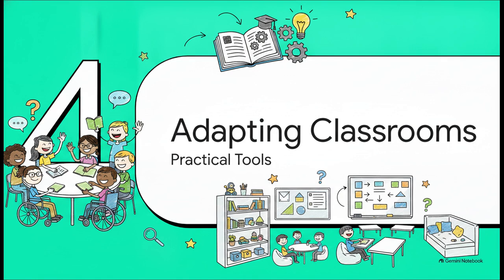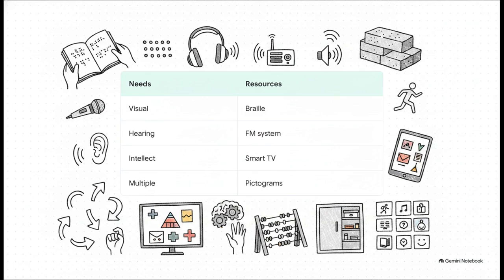Let's get into the highly practical, screenshot-worthy part of this explainer. This maps out exactly what tangible resources you need for those inclusive practices we just talked about. For visual impairments, you're looking at things like audio descriptions, braille, and tactile raised materials. For hearing impairments, you might utilize a sign language dictionary, FM systems, or interactive boards. Intellectual disabilities benefit massively from smart TVs, abacuses, and textured concrete materials. And for multiple disabilities, you can lean heavily on pictograms and specialized cabinets. This makes the whole concept of inclusion super actionable for literally any educator.